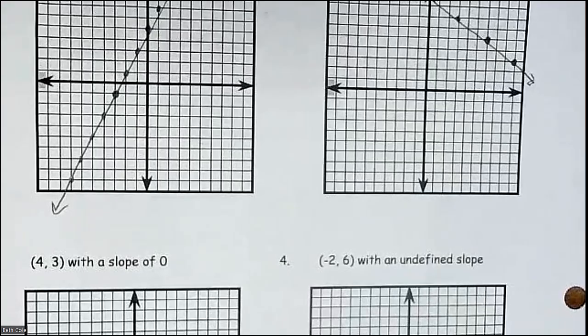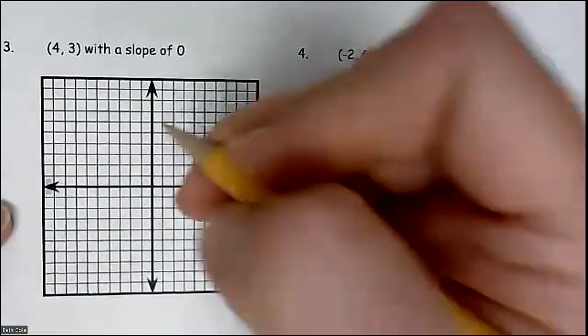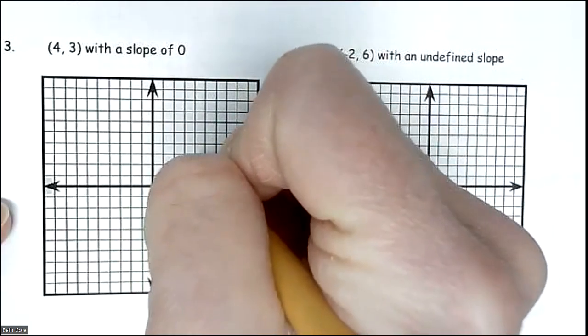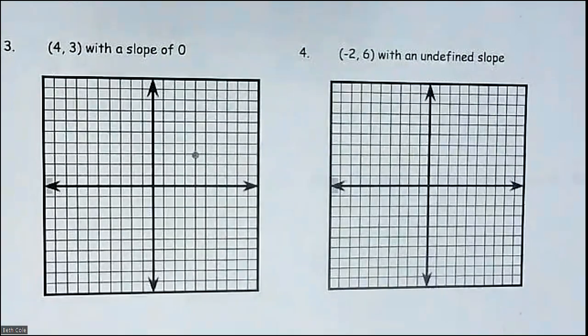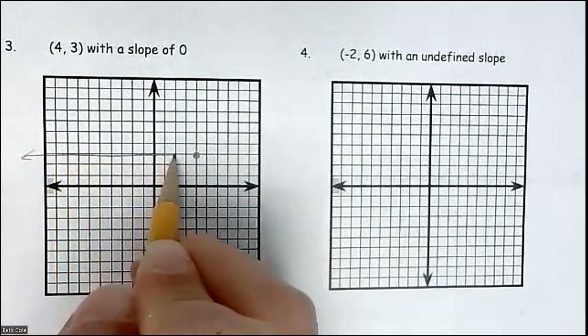All right, starting point for this one is 4, 3. What quadrant is that in? 1, good. 2, 3, 4, 1, 2, 3. There's your starting point. And it says slope of 0. Is that vertical or is that horizontal? Horizontal. So you're going to draw a horizontal line through that point.